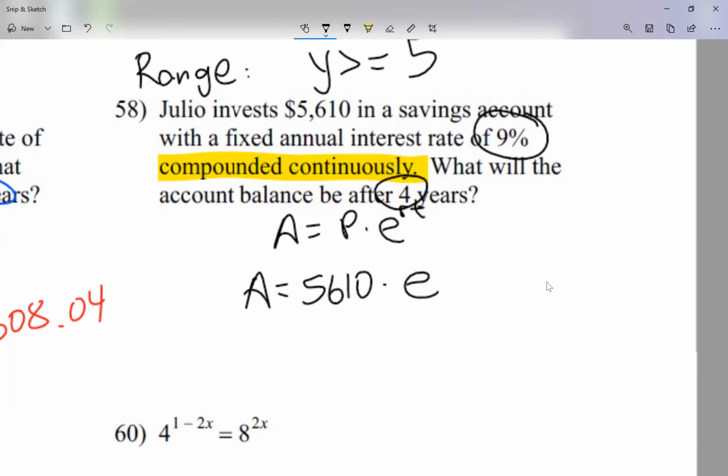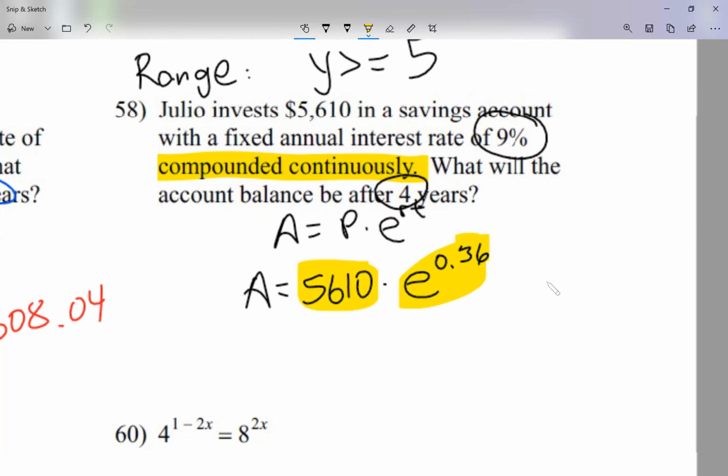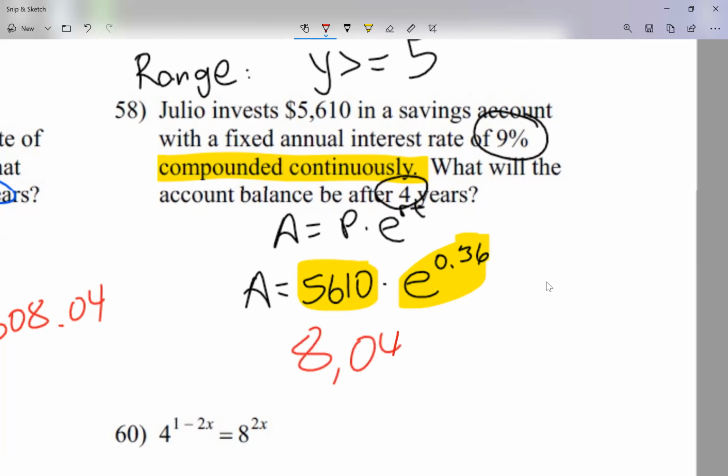9%, I'm looking at that as 0.09. And I'm going to multiply by 4 because it's 4 years. So I'm going to call that 0.36. 9% for 4 years. Okay. Now remember, you have to do exponents first. So e to the 0.36, whatever you get, you multiply with 5,610. And my result in this case happens to be $8,040 with 98 cents.